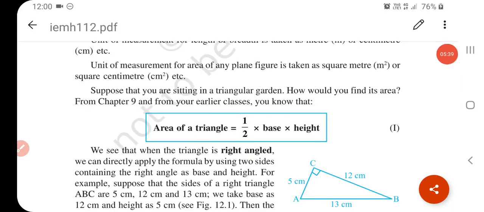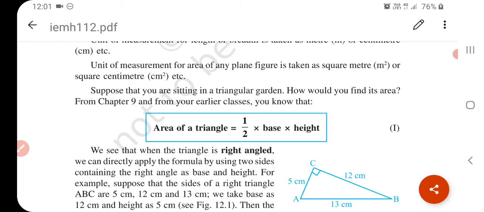So students, normally we use area of triangle is equal to 1/2 base into height. And we see that when the triangle is right angled, we can directly apply the formula by using the two sides containing the right angle as base and height.